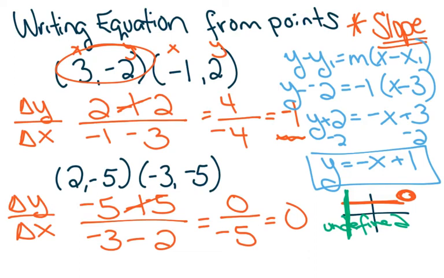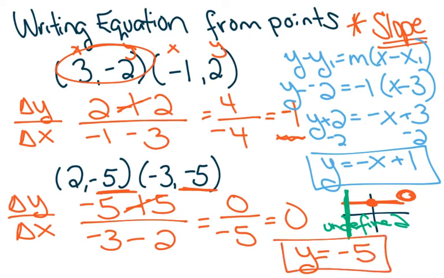So if the slope is 0, that means, again, it's horizontal, so we need to know what this y value is right here. Well, if you look at your points, both of your points have a y value of -5. So your slope is actually 0, so we can put 0x, which goes away, and -5. So there's your equation.